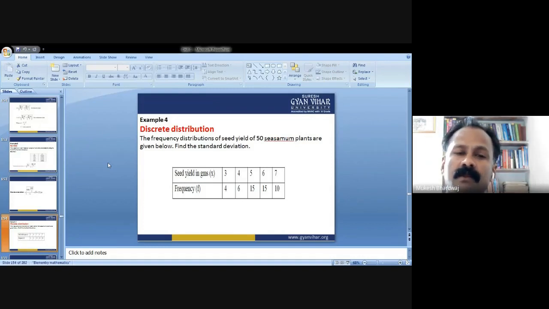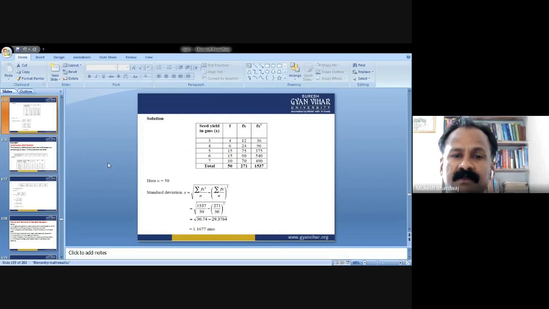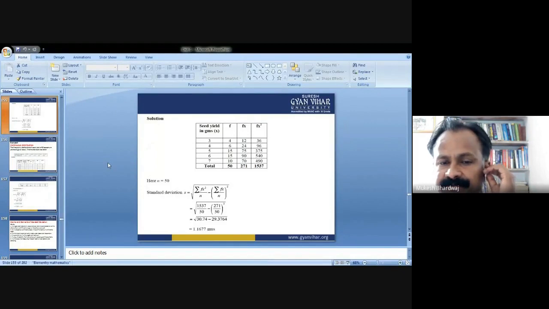Now, according to the standard deviation formula for discrete type of data, S is equal to the square root of summation fx square upon total number of observations, minus summation fx upon n, whole squared. So first of all, make a table. In that, you square the observation and multiply with the frequency.